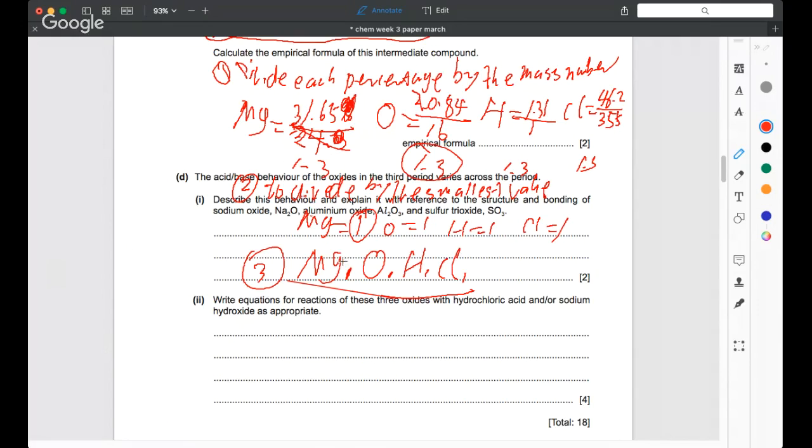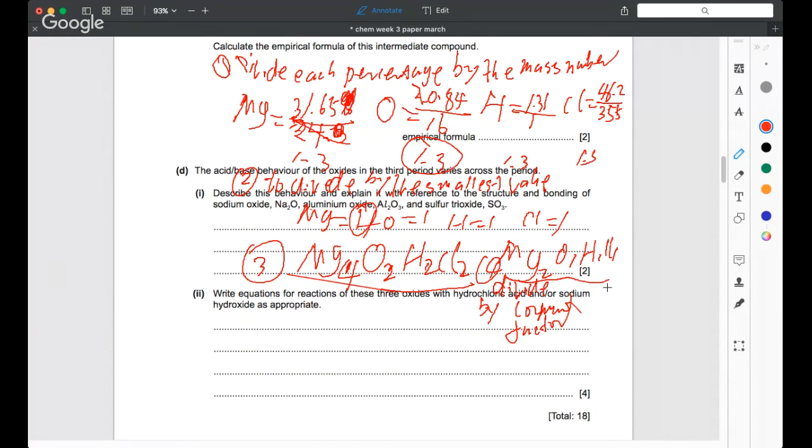But for example, if the number for magnesium is 4, oxygen 2, hydrogen 2, and chlorine 2, then to work out the empirical formula you have to divide them by their common factor, which is 2. This is the final step: divide by the common factor. So it becomes Mg2O1H1Cl1. It's just a series of steps you have to follow in order to work out the final formula.